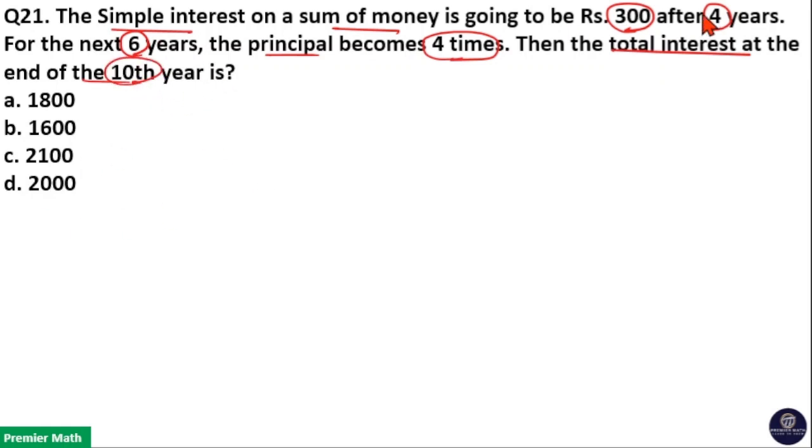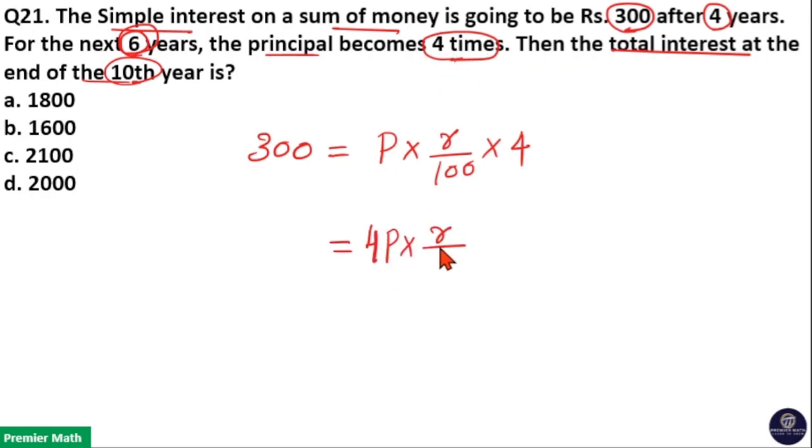Here years are varying. For the first 4 years, simple interest is 300 rupees for principal P and rate R percentage for 4 years. Now, for the next 6 years, we don't know the simple interest, but principal becomes 4 times. That is P becomes 4P and rate is same, but the years is 6 years. Now you can see this part is same.